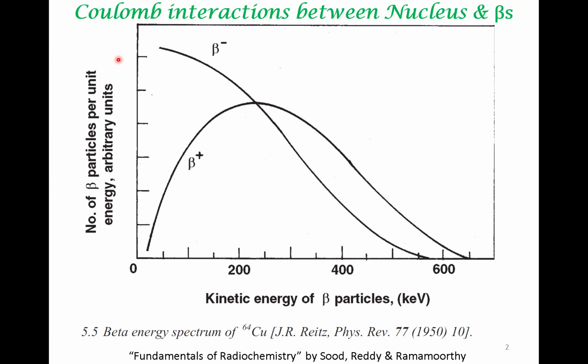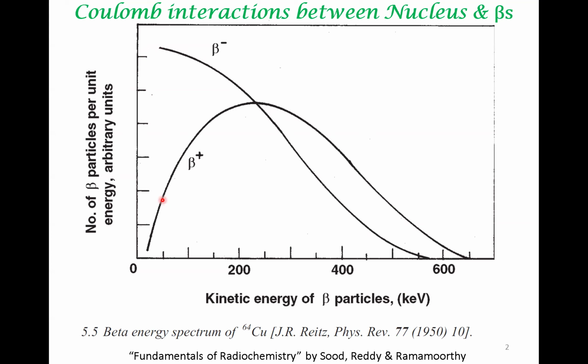So the general argument is that the attractive interaction between the beta minus particle and the nucleus is the reason. When you try to move against the attractive interaction, you're doing some work, which makes the beta minus particle lose energy. Therefore, the number of particles at low energy increases.